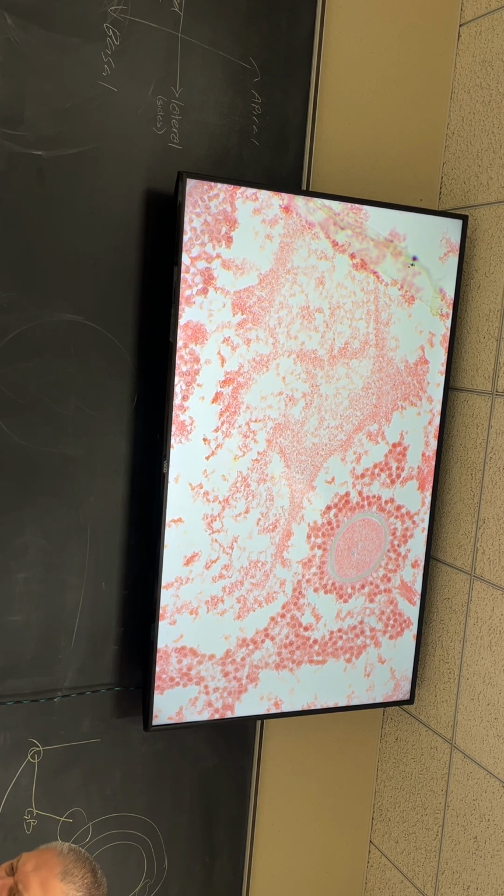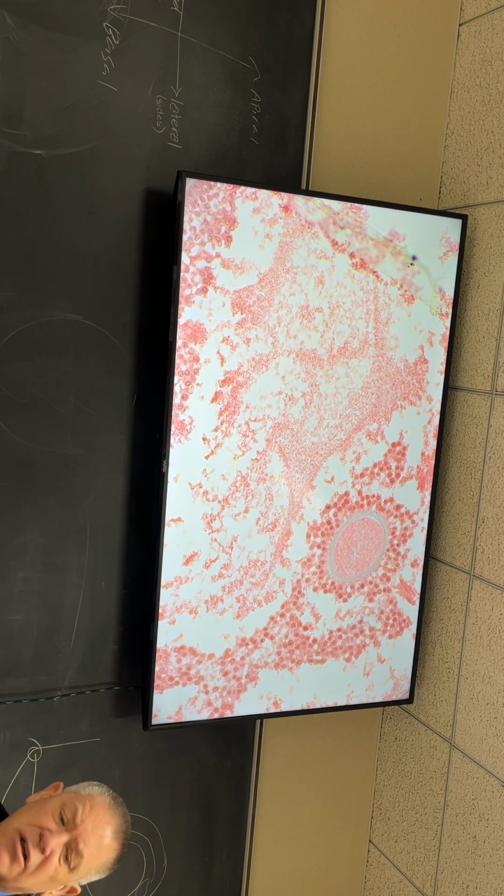You guys want to see a different side of the ovary? Sure. I'll show you a very different side of the ovary. Different stain, right? How's it look? Messy. It's pretty.